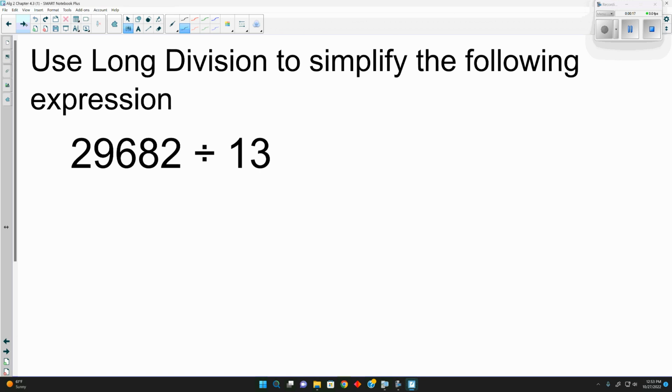What we're doing today is long division. We're dividing polynomial functions using long division. Now before we get into actually dividing with long division of polynomials, we're going to start out with dividing two actual numbers.